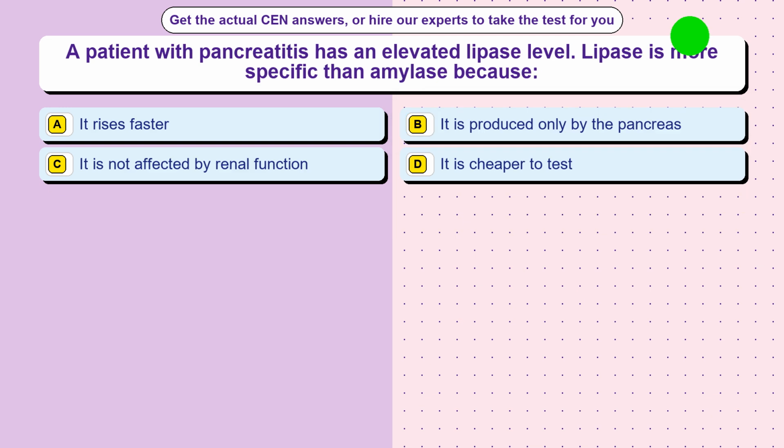Question 89. A patient with pancreatitis has an elevated lipase level. Lipase is more specific than amylase because. Option A. It rises faster. Option B. It is produced only by the pancreas. Option C. It is not affected by renal function. Option D. It is cheaper to test.